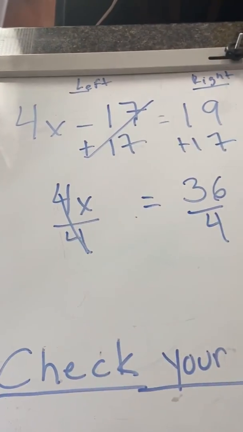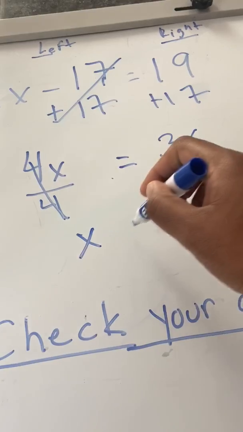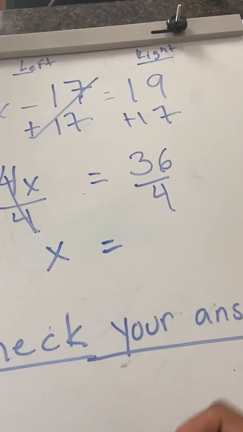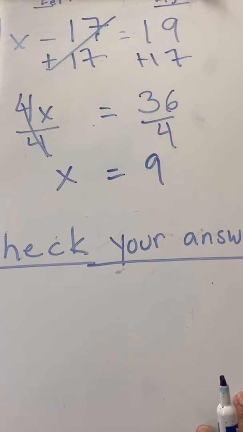4 divided by 4 cancels. It's 1, but we don't have to write the 1, so it leaves us with just x. 36 divided by 4 is 9. So x equals 9 is our solution.